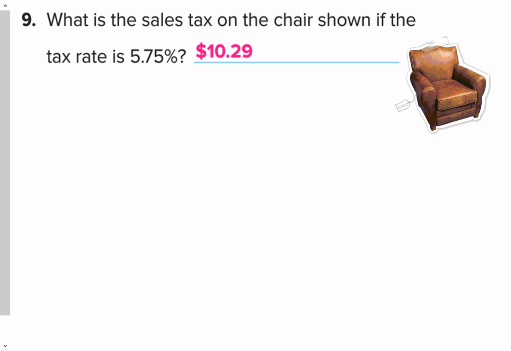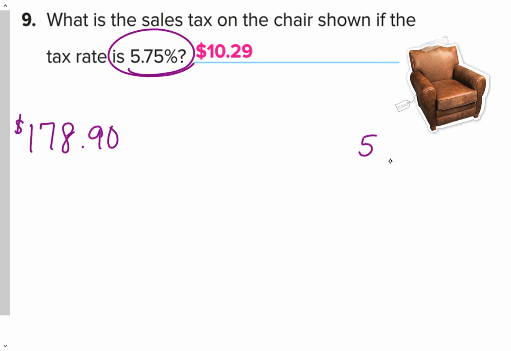Here's our last example. What is the sales tax on the chair shown if the tax rate is 5.75%? So this one's a pretty good one. You have to read a little bit because they only want the sales tax. They don't want the total amount. So the original price is $178.90. So let's go ahead and turn this first into a decimal.